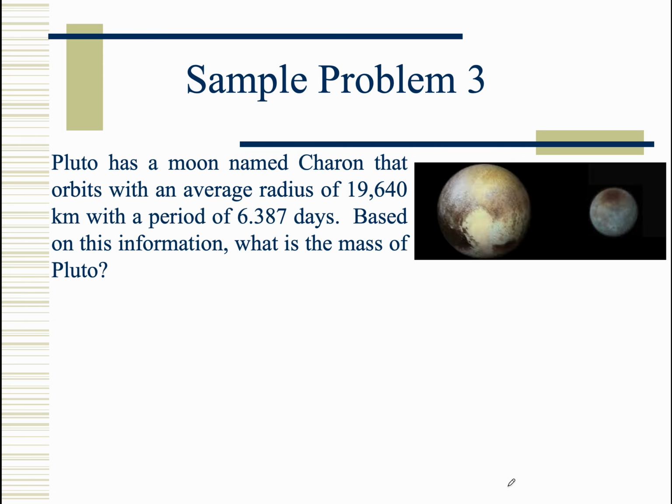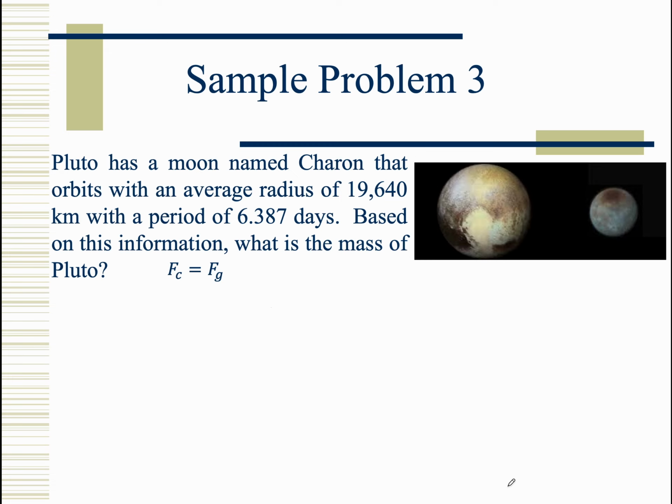Take a look at this one. Pluto, the minor planet, has a moon named Charon that orbits with a radius of that and a period of that. Based on this information, could you please tell me the mass of the planet Pluto? You're like, what? Yeah, same idea.